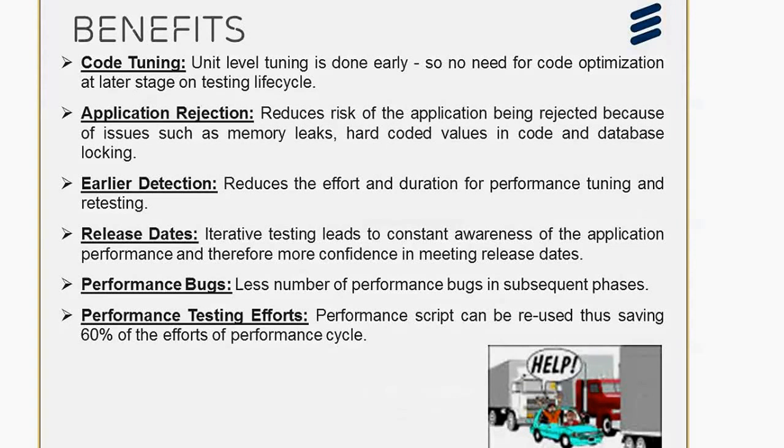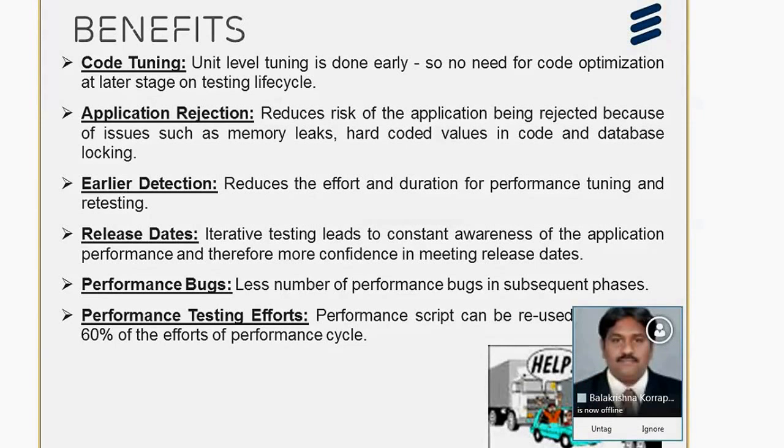Finally, since Agile is an iterative model, you have fewer performance bugs in the subsequent phases or sprints. And most importantly, your performance scripts are reused. You can reuse them almost 60% of the time, and this can eventually lead to a reduction of your efforts for the performance testing cycle.